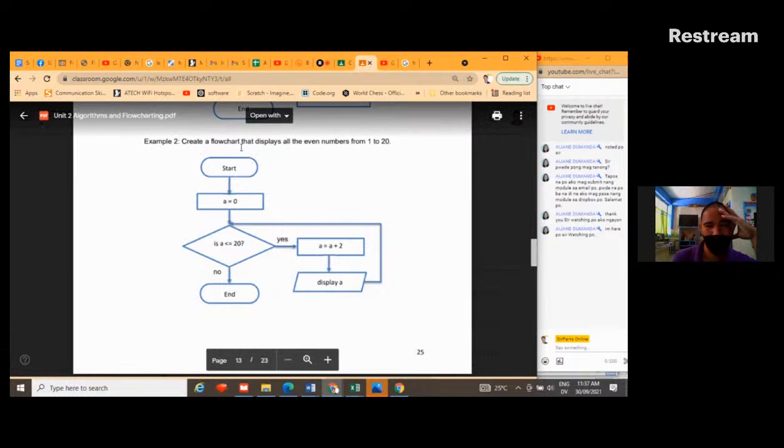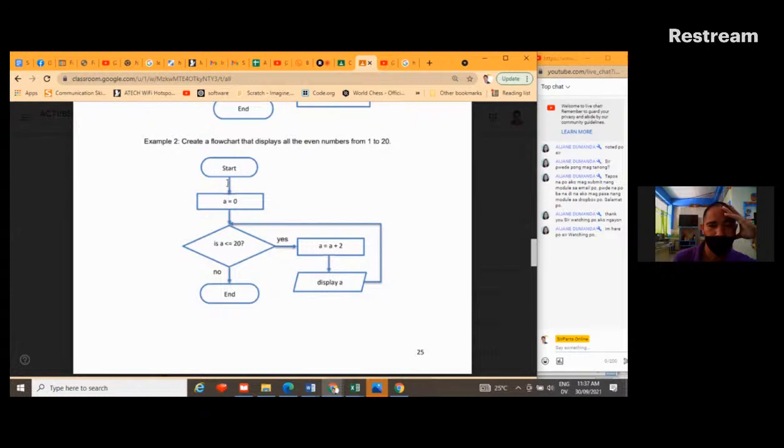So we have here start. So this is very important that you have start, or you can type begin here, then the flow line. Then you have the process, A is equal to 0. So we use a variable here, A, that is equal to 0. And we test it here, is A less than or equal to 20? So yes. So we have A equals 0 plus 2. So 0 plus 2, A will now become 2.